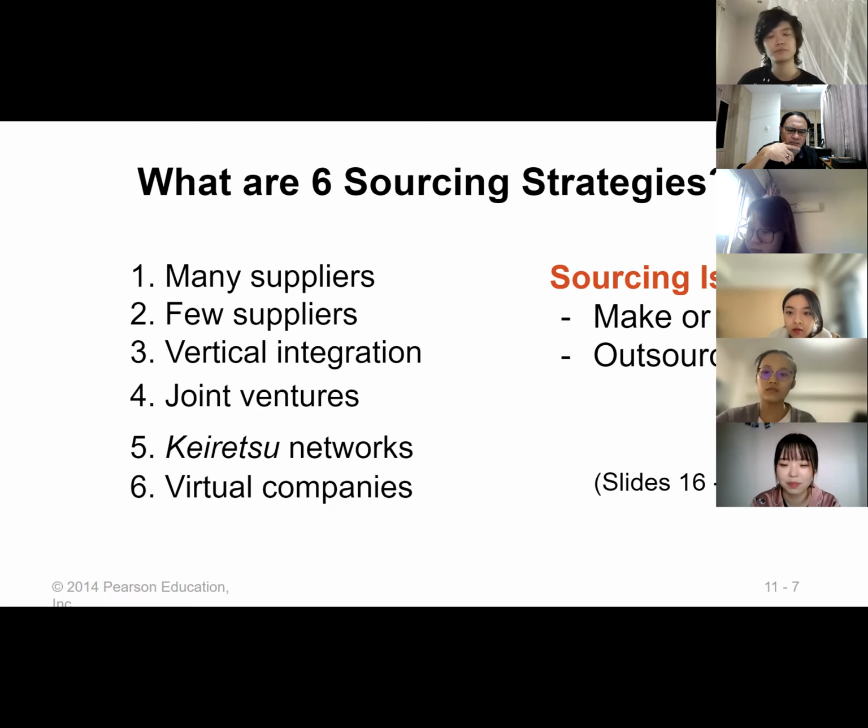And I think today there are a lot of virtual companies, especially internet-based companies. For example, Lazada doesn't make any product, but they have a platform for companies to sell their products. Okay, virtual companies. Any questions? Six sourcing strategies and the importance of supply chain management.